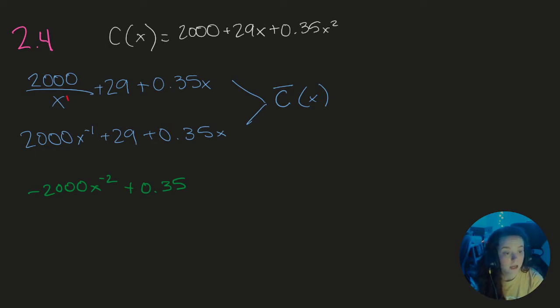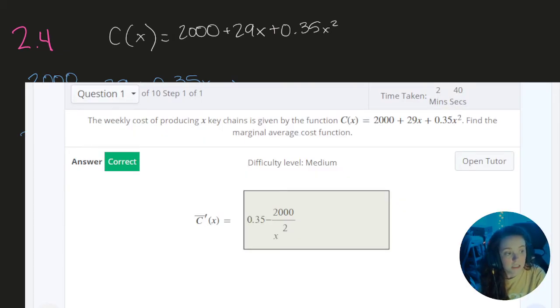Okay, now we, again, don't want those negative exponents at this point, especially considering it's talking about money, basically. So then we would change the order of this to input it. And so it would be 0.35 minus, we would have 2,000, we would put it back over the x, and it would be x squared. And that would be your answer, just like it shows. That's all it's asking for.